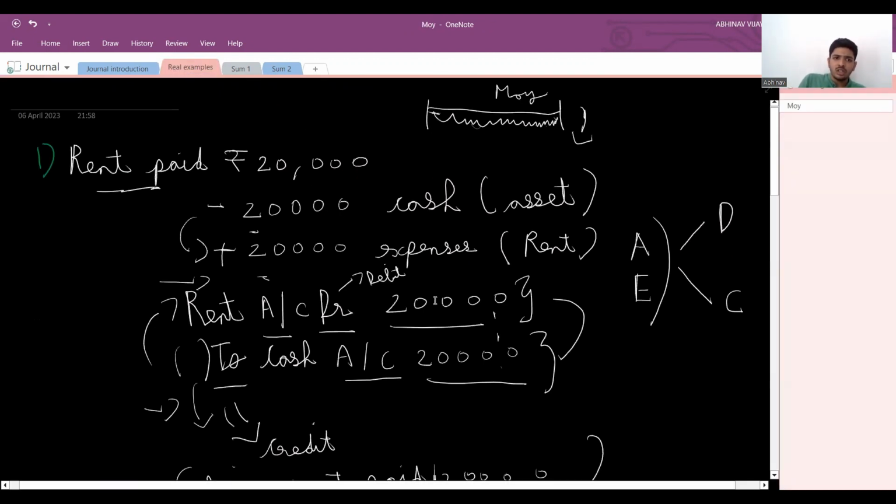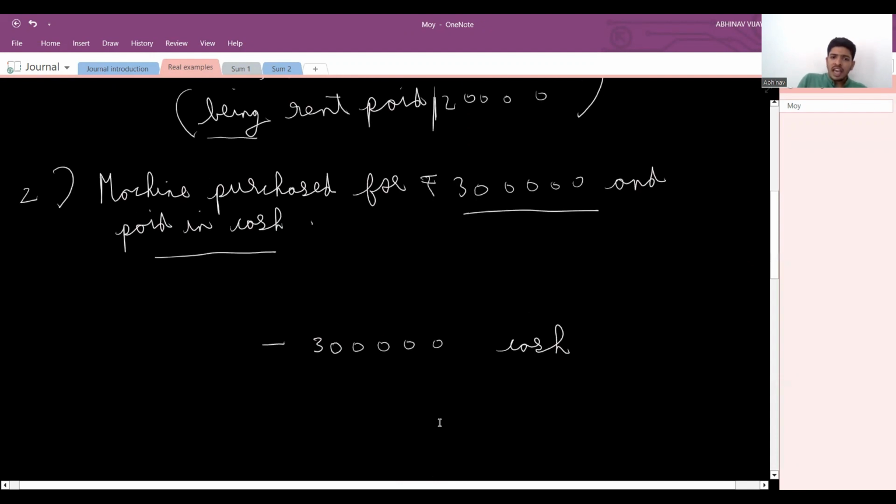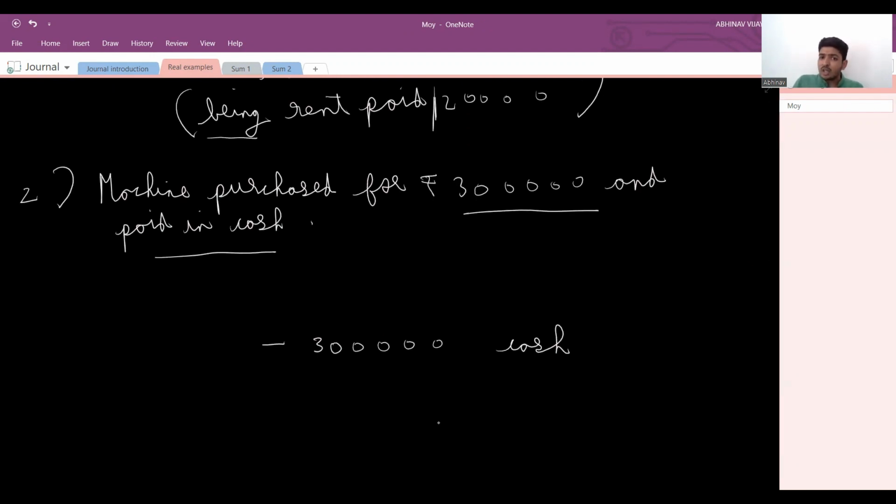So here, cash is an asset because the value of cash can always be taken in the future. Its benefit can always be taken in the future, so it's an asset. An asset of 3 lakh rupees cash will be reduced at the end. That is the first impact. Now, double entry system. The reason for the impact. What is the reason for the impact? The reason is machine gets purchased. So a new machinery comes into the business.